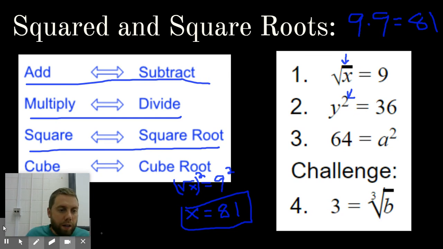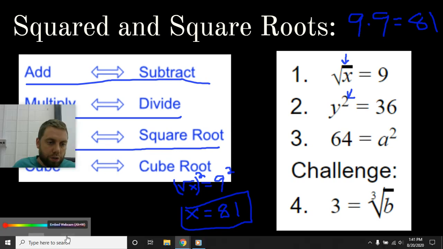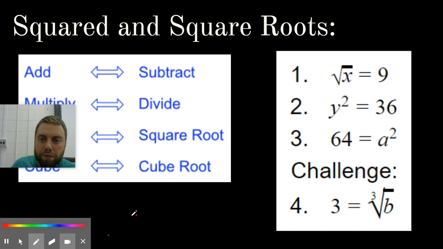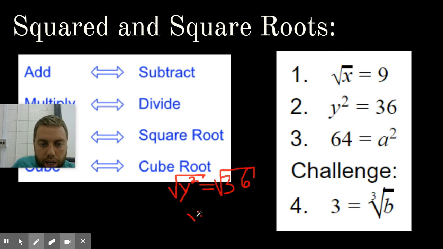Okay, perfect. Now, next one we'll do is number 2. We have y squared equals 36. Now, because we have the squared and we want to isolate our variable, we need to take a square root. And if we do it to one side, we've got to do it to the other, giving us y equals the square root of 36.